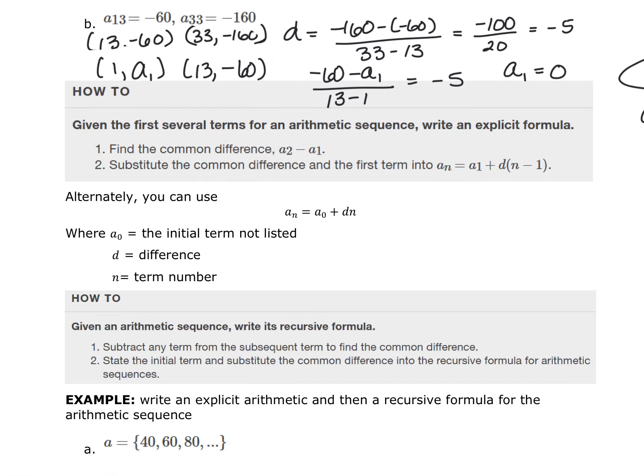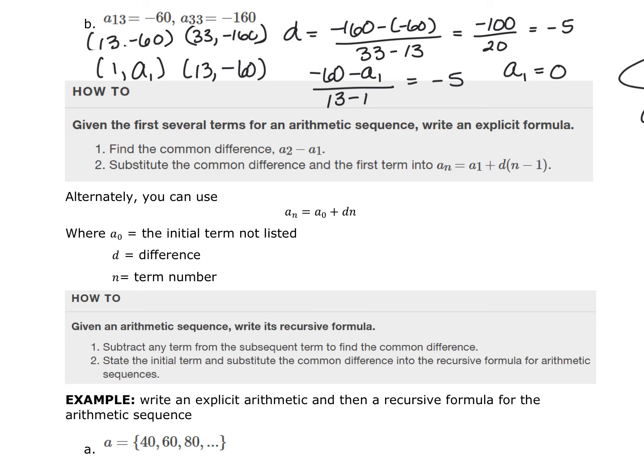So here's where we talk about being able to use a sub naught instead of a sub 1. It's totally up to you. I will take either one. This is where describing what everything is. A sub naught is the initial term that is not listed. It's like the intercept, right? If we had this as a line, it would have been the y-intercept. The d is the difference, n is the number of terms.